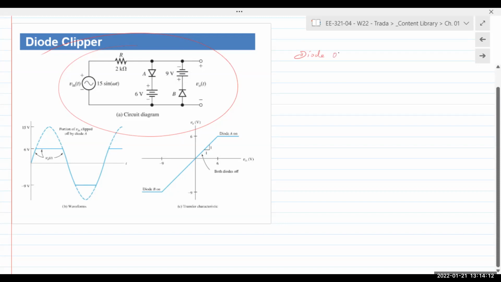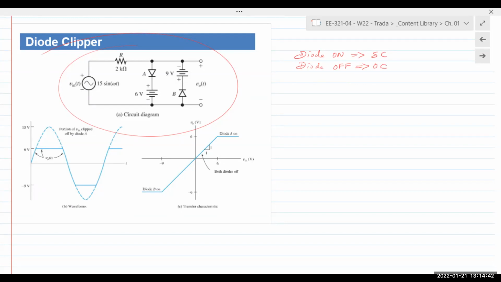So if diode is on, it's a short circuit. If diode is off, then it's an open circuit. So SC and OC, basically short circuit, open circuit, replaced with a wire and basically replaced open. Now that's basically, again, from the ideal diode model, right?